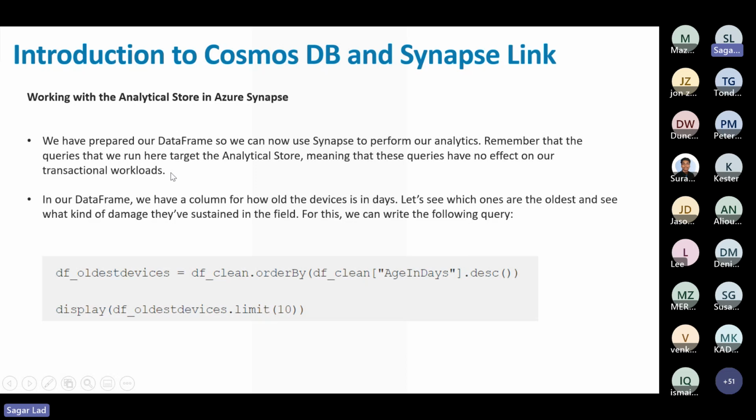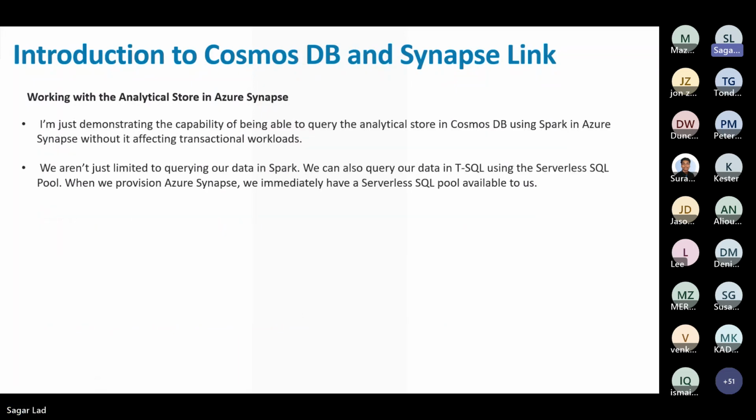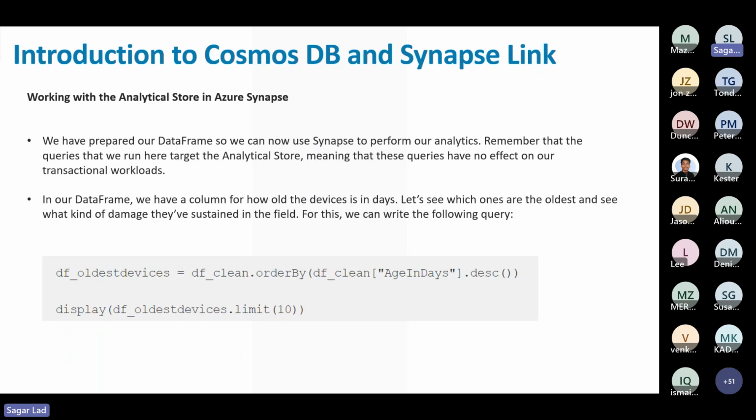Now, we have prepared a data frame which is cleansed with the help of Synapse. And now what we want to do is take a column where we want to do some aggregation, and display the data based on the order of age in days. So I'm creating a new data frame, df old days devices, where I'm doing the order by based on age in days in descending order, and then I am only displaying the limited 10 records to see how the output looks. So yeah, this is how we can use Cosmos.